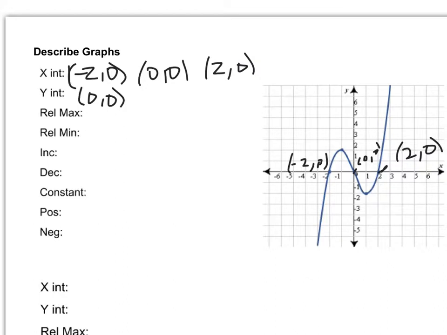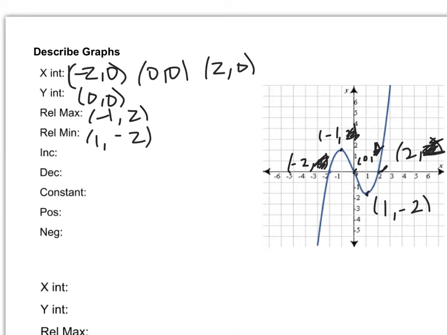I have relative maxes at -1, 2. A relative minimum at 1, -2. Once I've written all of my points, I don't need the y values anymore. So I'm literally going to go scribble out any of my y values so I don't get confused when we go on to the next part.